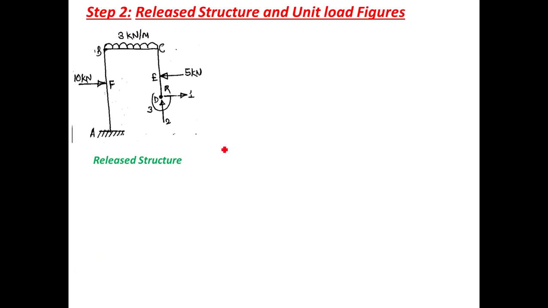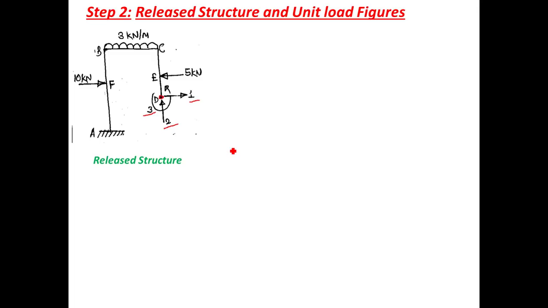Okay, so if you look at support D now, support D is removed, and that's why our three unknowns are: horizontal reaction at D, that is the first unknown; vertical reaction at D, that is the second unknown; and moment at D, that is the third unknown. 1, 2, 3 unknown sequence is given. 1 means horizontal reaction RDH, 2 means RDV, that is vertical reaction, and 3 means moment at D, that is MDC. Okay, so that is the released structure.